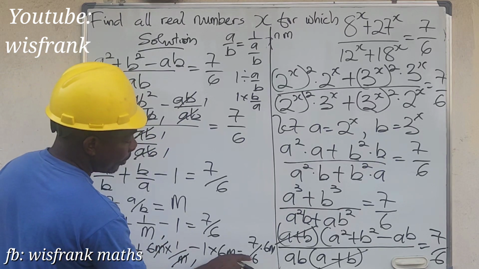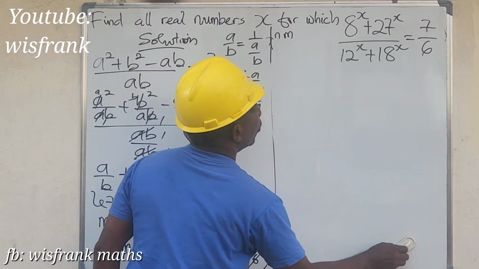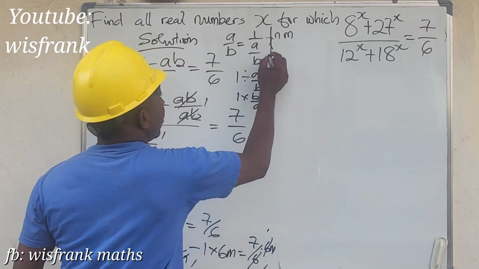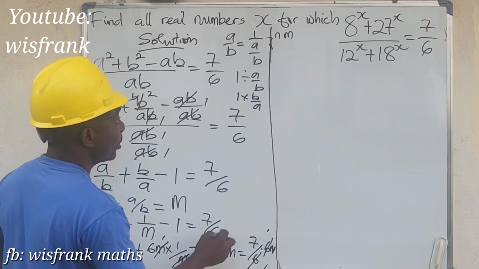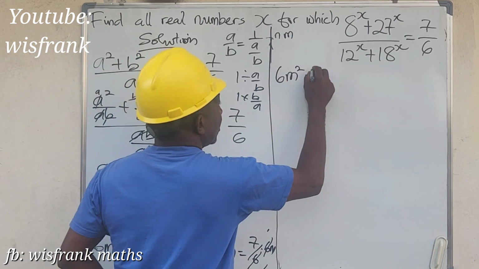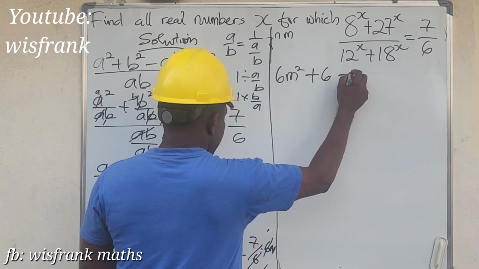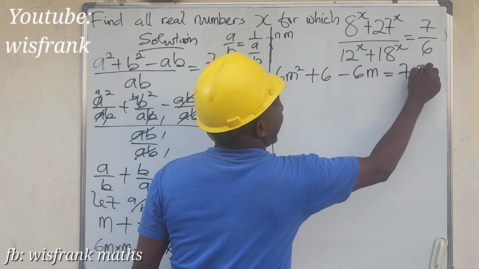Here will be 6m, and here 6 will cancel here 1, and 6 will cancel here 1. So we need to clean this. Here we can move over to this other side. So we have 6m times m here. We have 6m squared. We have plus 6. Then we have minus 6m. Then equals to, here we have 7m.